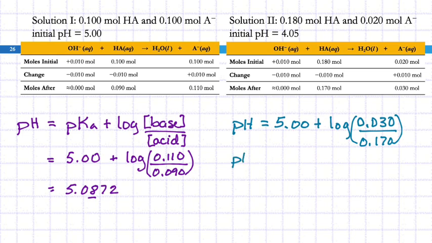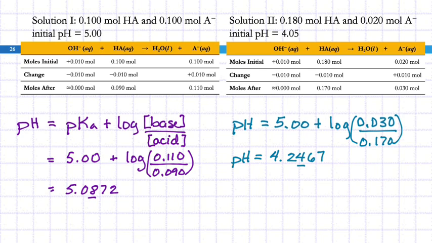And the pH for this one is 4.2467. This one started out at 4.05. Yeah, I was gonna ask for the pKa for this one. Is it still 5 or is it 4.0?